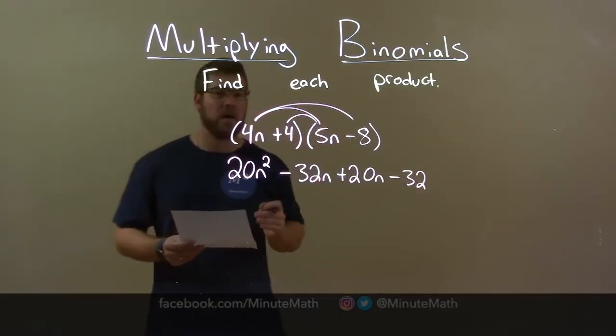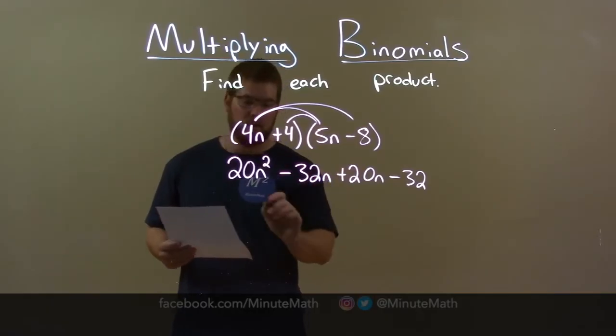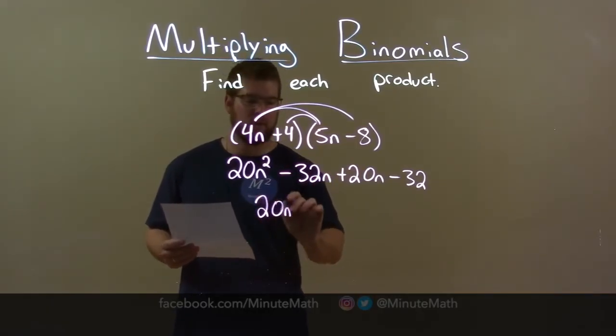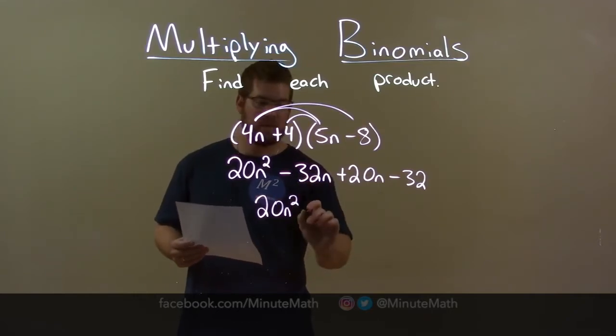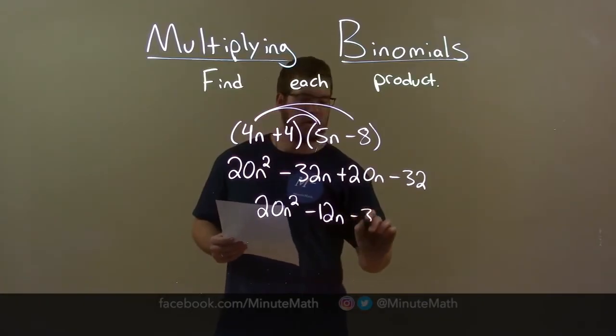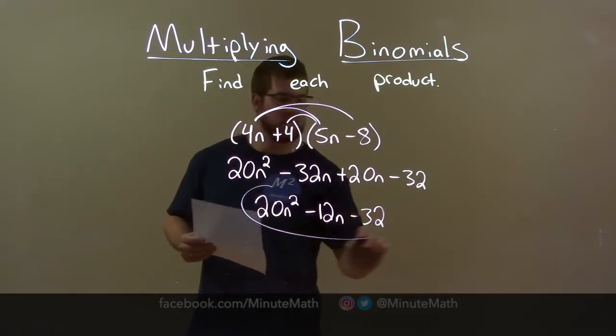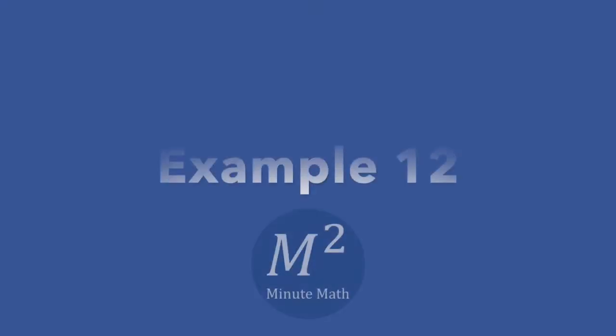We now want to combine our like terms, which is the minus 32n and the 20n. 20n squared comes down, and a minus 32n plus 20n is a minus 12n, and we bring down the minus 32, and our final answer is 20n squared minus 12n minus 32.